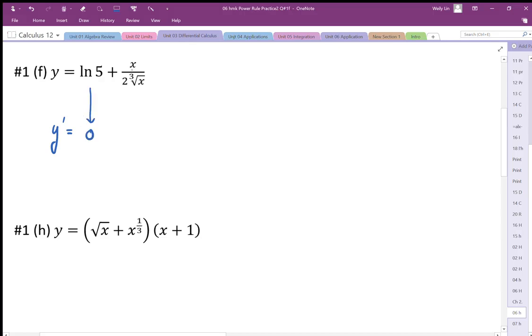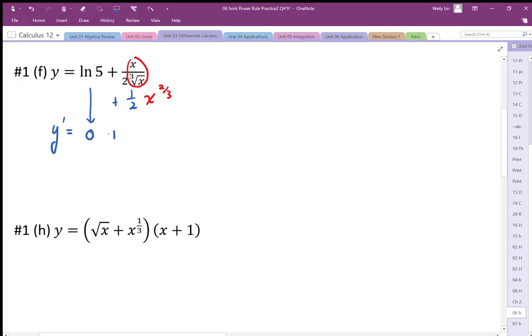Now to differentiate this, because we have two x's in here, we cannot differentiate the way it is. What we have to do is express this as the coefficient 1/2, and I'm going to combine these x's together within 1 power. So this becomes x to the power 1 minus 1/3 or 2/3. Now I can differentiate this.